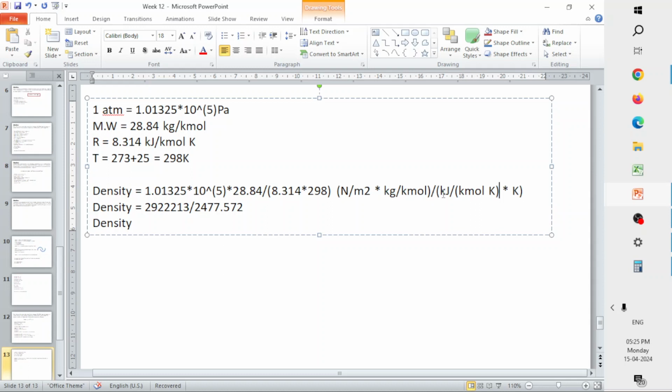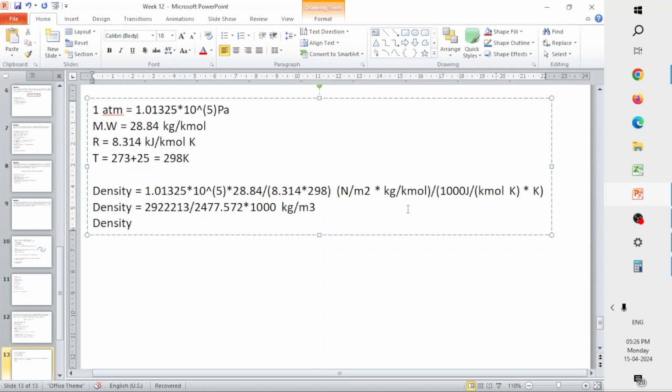You can express kilojoule in terms of Newton, because kilojoule can be expressed in terms of Newton. Since here it is in kilojoule, it will be 1000 joule per kilomole Kelvin. Since kilomole will get cancelled, once you do all that simplification, you will have an additional 1000 in your denominator, and then the units will be in terms of kg per meter cube.